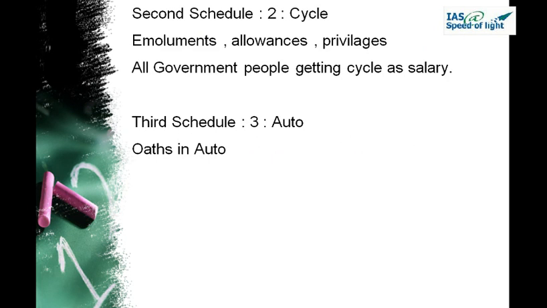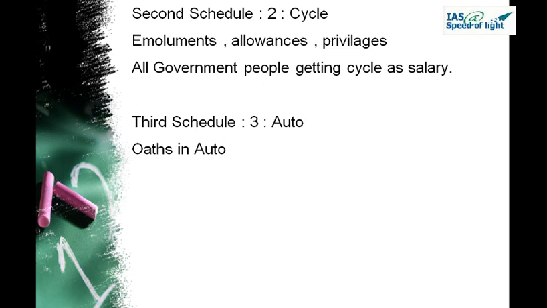Coming to the second schedule, and second is 2, and 2 is cycle for us, okay. Now this schedule deals with the provisions relating to the emoluments, allowances, privileges, and so on for the President of India, Governor, all the government officers, executives. So all government people getting cycle as salary. Okay, now government is running in loss. Now what they have decided is they are going to pay their officers by giving them bicycles. So cycle, we are relating it with the salary of the government people, or the privileges or the allowances they are getting.